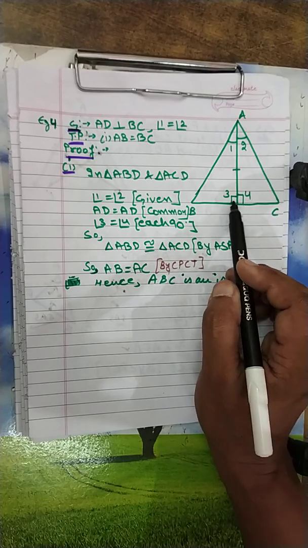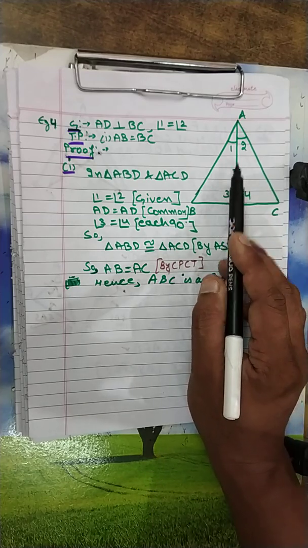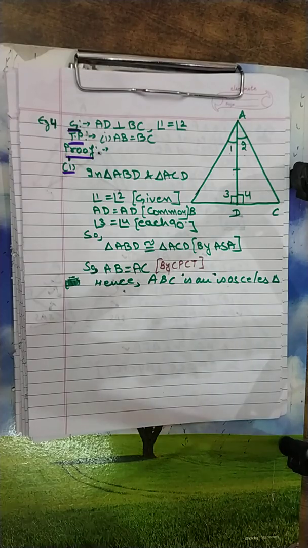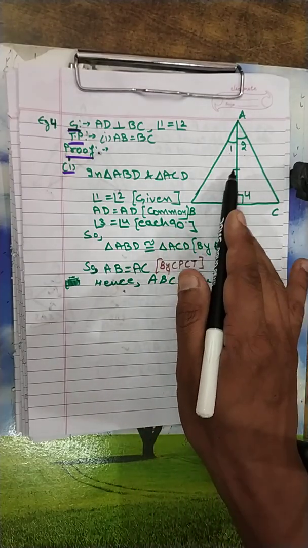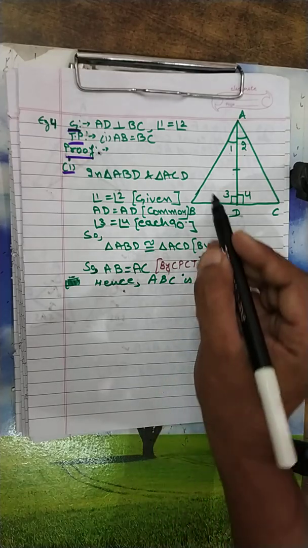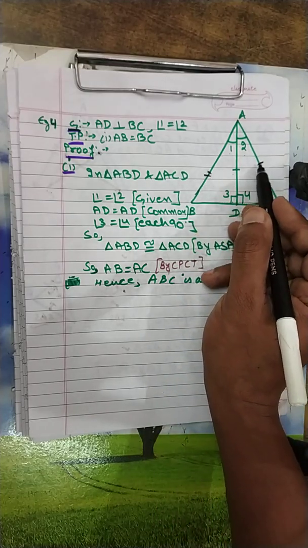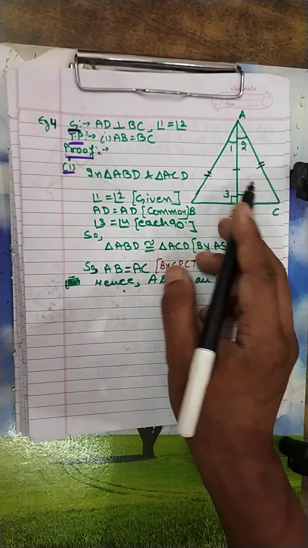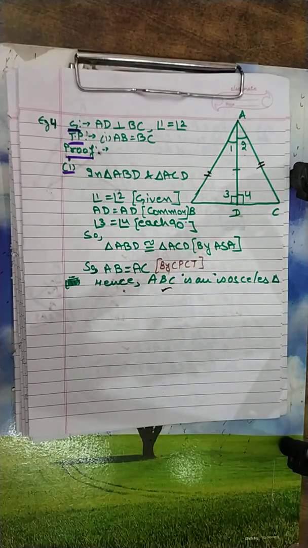Very easy. Angle equal to angle, AD side common, and angle 1 equals angle 2. ये तो देखने से ही नजर आ रहा है, I think. Angle, side, angle, both triangles are congruent. Therefore, AB side equals AC side. If two sides are equal in one triangle, then it is an isosceles triangle.